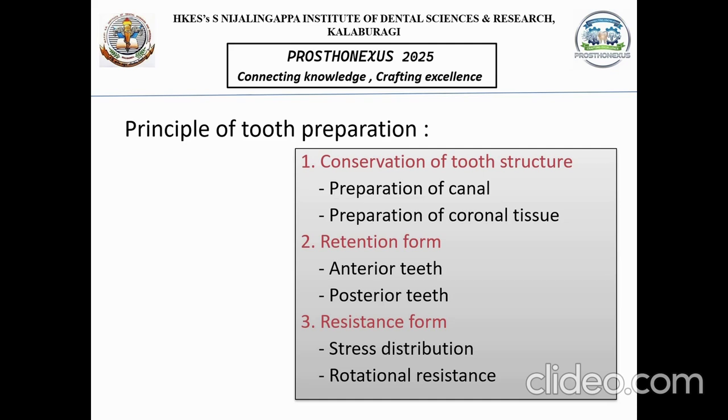Now, a few guidelines that we need to follow once we go ahead with this procedure are similar to our basic principles of tooth preparation, that is, conservation of tooth structure. When we speak of conservation of tooth structure, we need to speak about preparation of the canal and preparation of coronal tissue. Then again, what are the different retention forms? Retention form in anterior teeth is different from that in posterior teeth. Resistance form is of utmost importance here, because we are dealing with stress distribution as the tooth is non-vital, and with rotational resistance to occlusal forces.